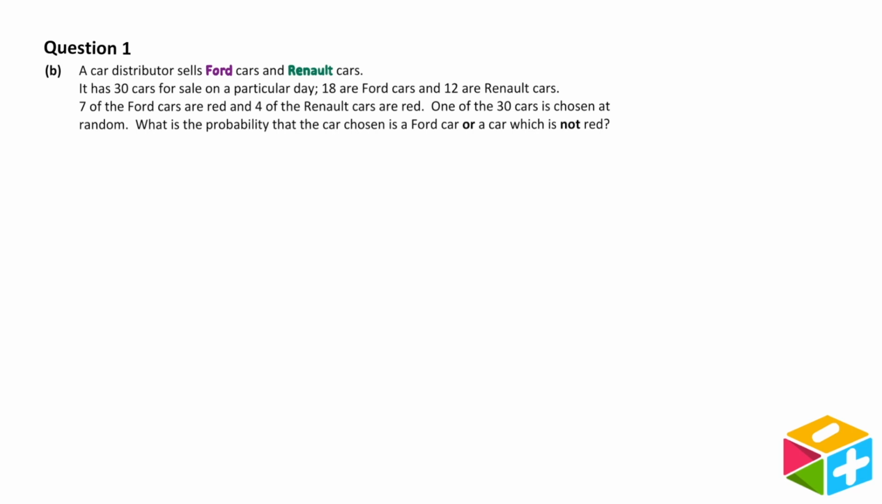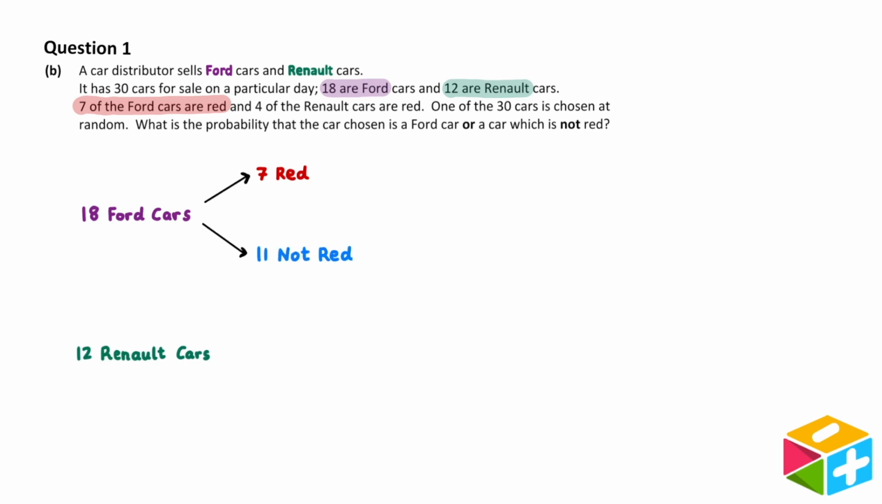Given a car, this question focuses on two properties of that car. Is it a Ford car or a Renault car? And is it a red car or a not red car? Let's break down the different combinations. We know that we have 18 Ford cars and 12 Renault cars. 7 of the Ford cars are red. Since 18 minus 7 is 11, the remaining 11 cars must be not red.